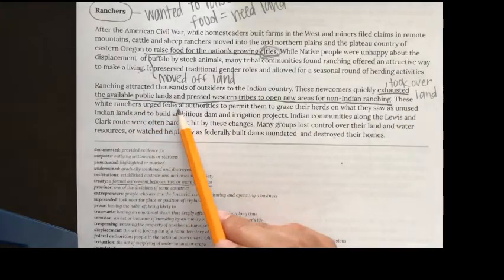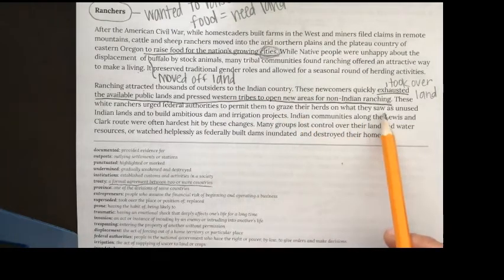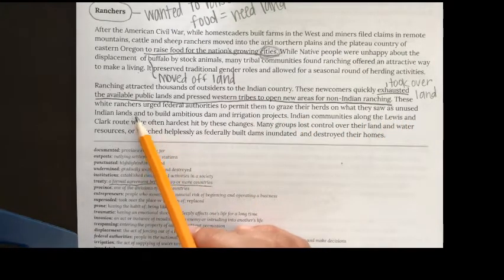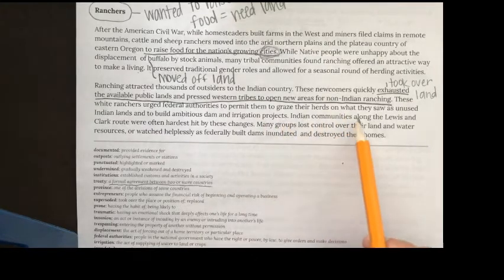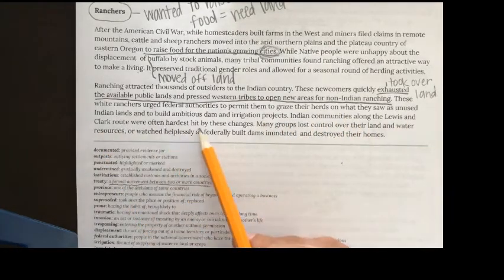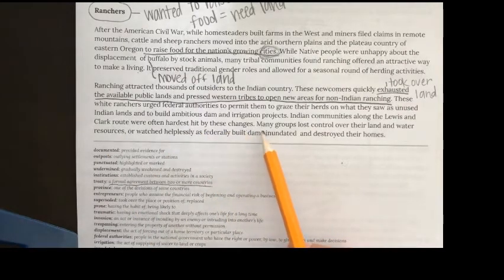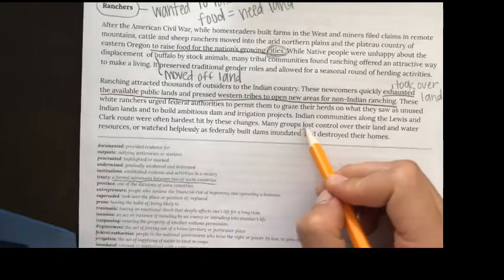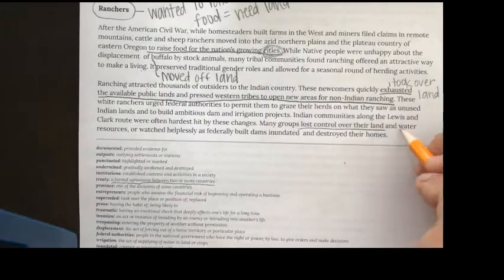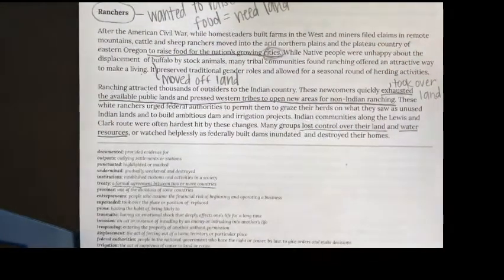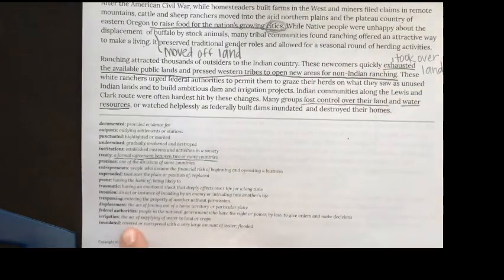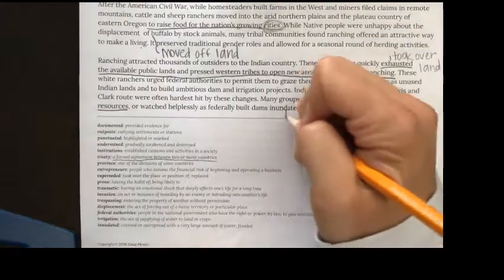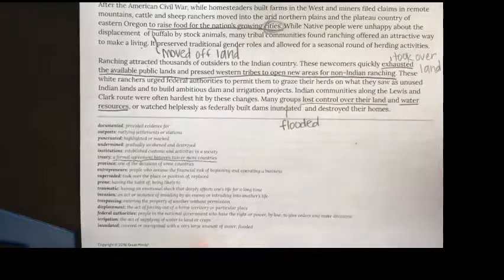White ranchers urged federal authorities to allow them to graze their herds on what they saw as unused Indian lands. They also wanted to build ambitious dam and irrigation projects. Indian communities along the Lewis and Clark route were often hardest hit by these changes. Many groups lost control over their land. That's an important detail. And they lost water resources, or they even had to watch helplessly while federally built dams inundated, which means covered or flooded. So they flooded and destroyed their homes.